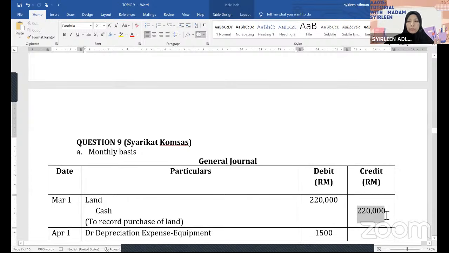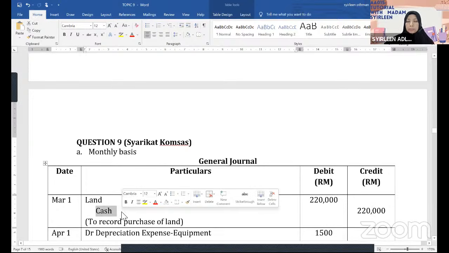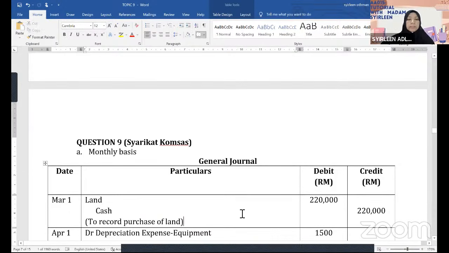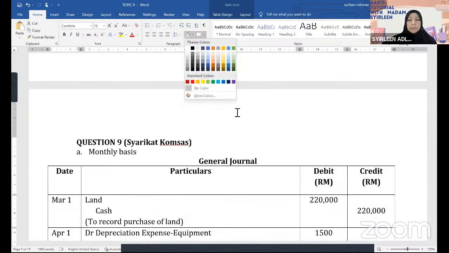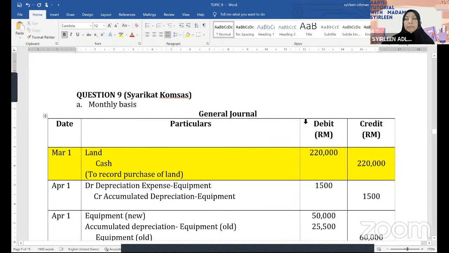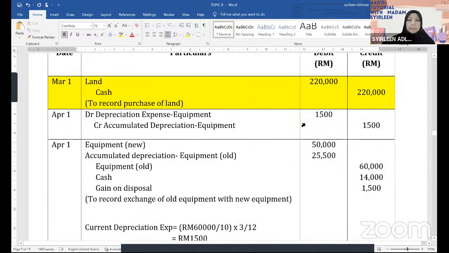Okay. Do not argue. This is a very big amount. Kenapa tak guna bank, check ataupun kenapa tak guna something else? Since it's not mentioned in the question, kita just understood it is the transaction using cash. So jawapan awak akan credit cash. This is to record the purchase of land. Okay. So this item here, saya akan colorkan dengan kuning ni. Alright. Jawapan dia akan sama untuk dua-dua basis. That means yearly pun sama, monthly pun sama. Alright. Okay. Now we go to the second transaction.